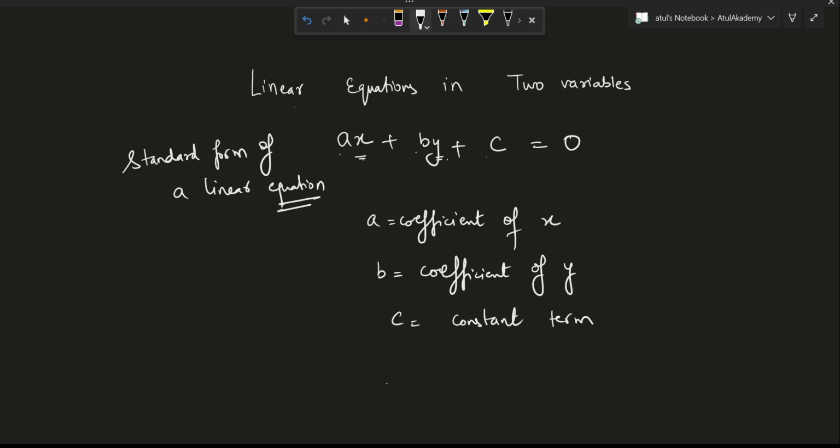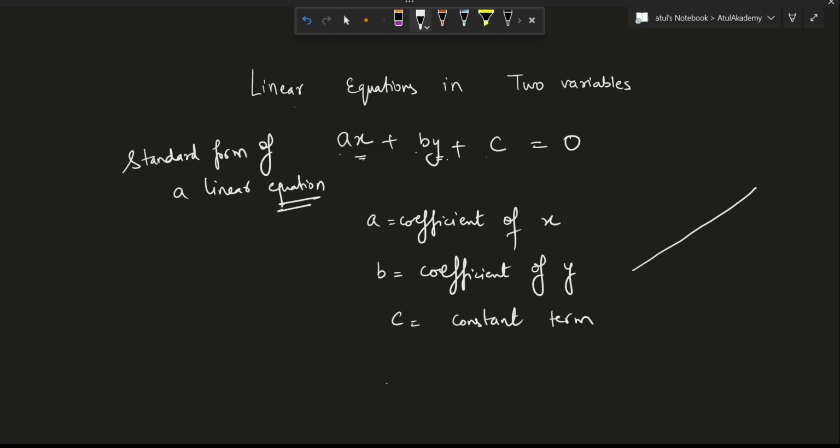Now why is this called a linear equation? Because if we try to plot this on a graph paper, we will get a straight line. So whenever for an equation you get a straight line, you say that it's a linear equation. It can be of one variable also, but here we are using linear equations in two variables.